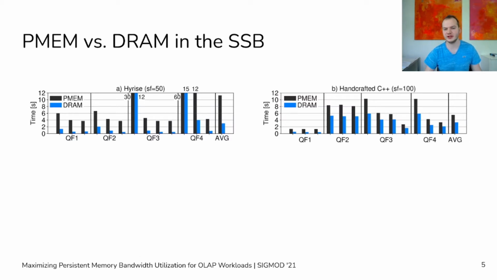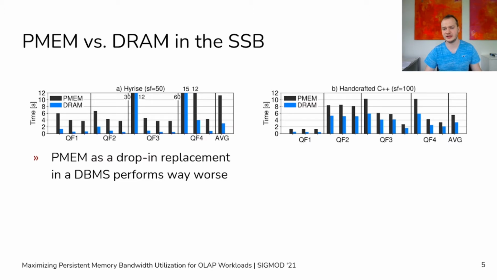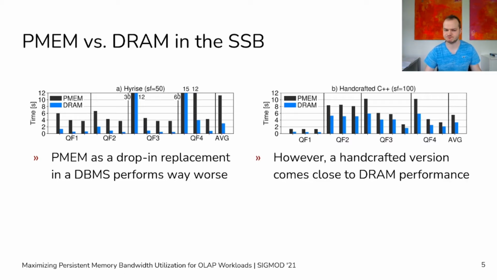On the left, you see an implementation of the SSB in Hyrise, a state-of-the-art OLAP database management system. In one run, it uses DRAM. In a second run, PMem is used as a drop-in replacement for DRAM. We see that as a drop-in replacement, PMem performs significantly worse than DRAM. But if you implement a handcrafted SSB with many optimizations, which you can see on the right, the performance of PMem is significantly better and already close to that of DRAM. Therefore, optimizing access to PMem is an important topic in which a lot of bandwidth can be gained.